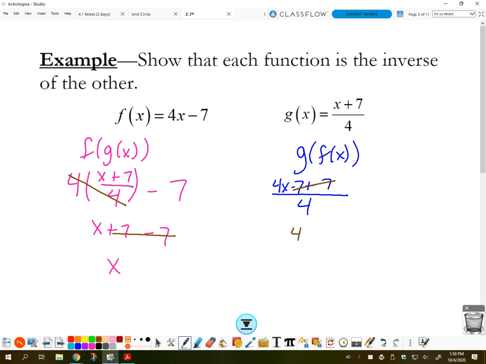So then we have 4x over 4. And then we know that the 4's cancel, and I just have x. So once you have both of them are x, then you can just say woohoo, I'm done.